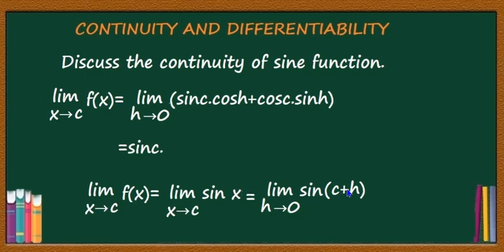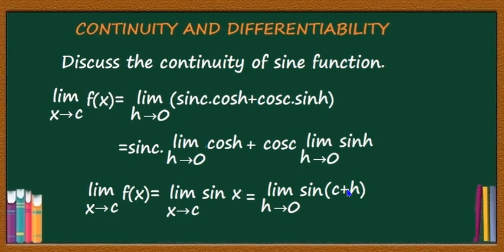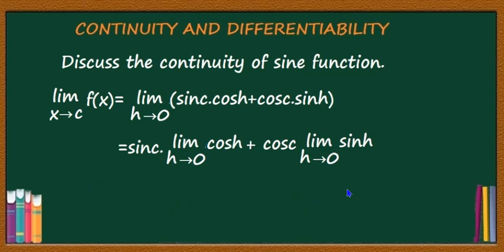And that is equal to sin c is constant, limit h tends to 0 cos h, plus cos c is constant and limit h tends to 0 sin h. And you know that limit h tends to 0 sin h is equal to 0, and limit h tends to 0 cos h is equal to 1. And substituting here, sin c into 1 plus cos c into 0.